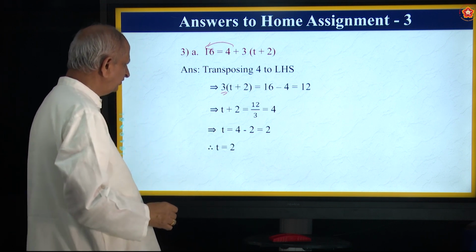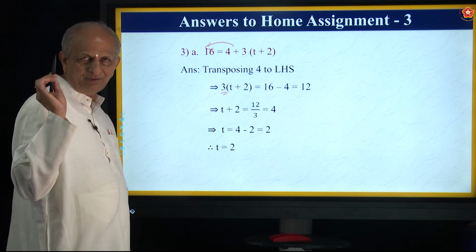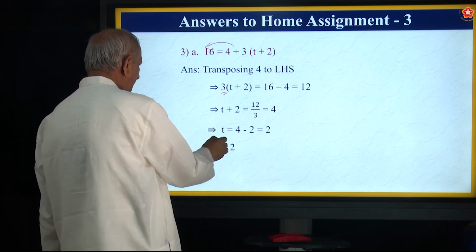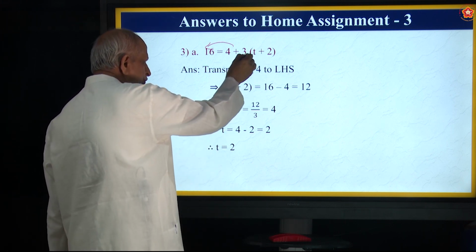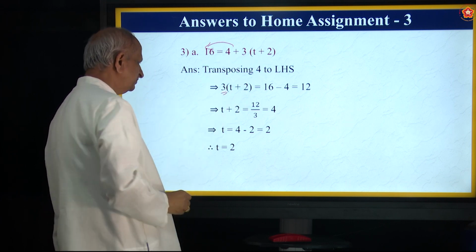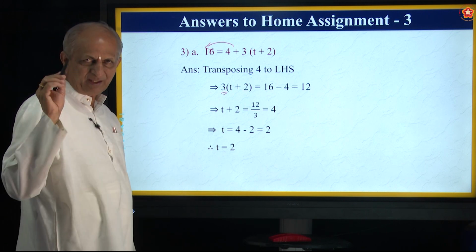For a value of t is equal to 2, the equation holds good. Okay, you can verify it also by putting this 2 here. So 2 plus 2 becomes 4. 4 into 3 is 12. 12 plus 4 is 16. So the answer is correct.